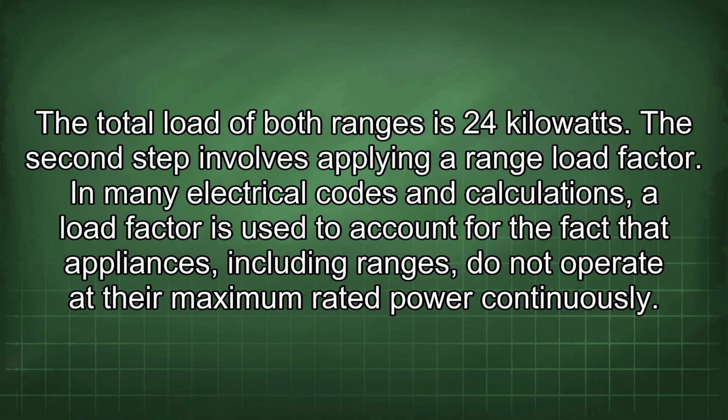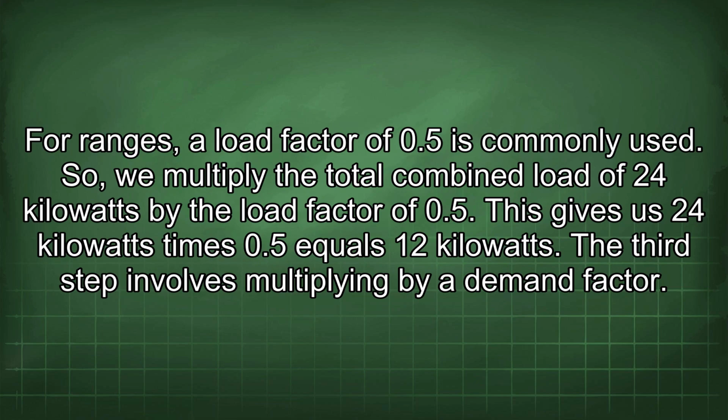The second step involves applying a range load factor. In many electrical codes and calculations, a load factor is used to account for the fact that appliances, including ranges, do not operate at their maximum rated power continuously. For ranges, a load factor of 0.5 is commonly used. So, we multiply the total combined load of 24 kilowatts by the load factor of 0.5. This gives us 24 kilowatts times 0.5 equals 12 kilowatts.